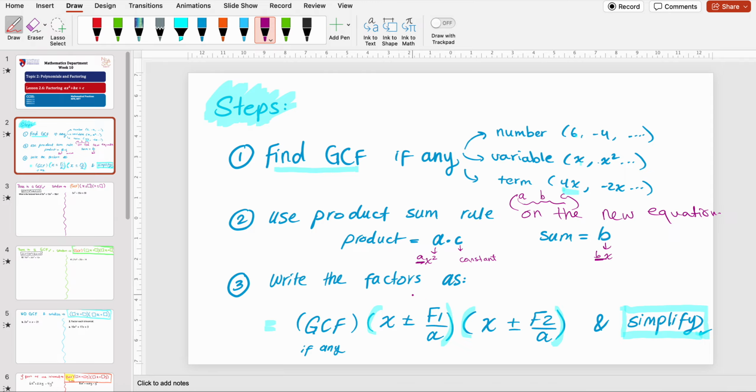Okay, and then lastly, your answer should look like this: the GCF, if you have it, multiplied with the two factors. The two factors should be written as x plus or minus, depending on the sign of the number, using the first number and the second number that the product sum gives you. The first factor is divided by your a, and the second factor is also divided by your a. Later on, you're going to need to simplify this fraction. If you can't simplify it, you will rewrite it before the x and so on. I'm going to show you an example here of how to do that. These are just general guidelines.